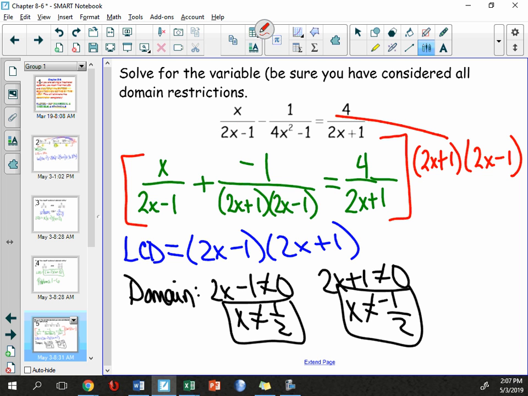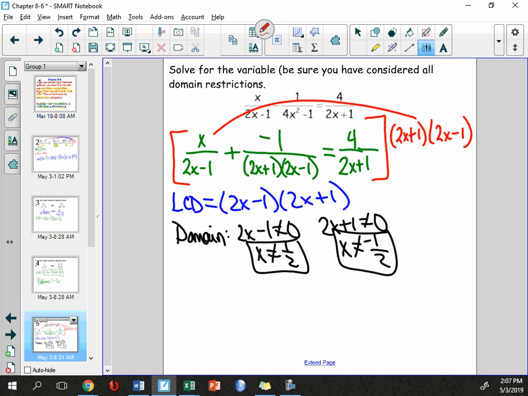Now, what am I going to get? When I multiply my LCD by the first fraction, what remains? Don't distribute it, just tell me what remains. The x remains, and what else? 2x plus 1. The 2x minus 1's cancel out. Do we see that?